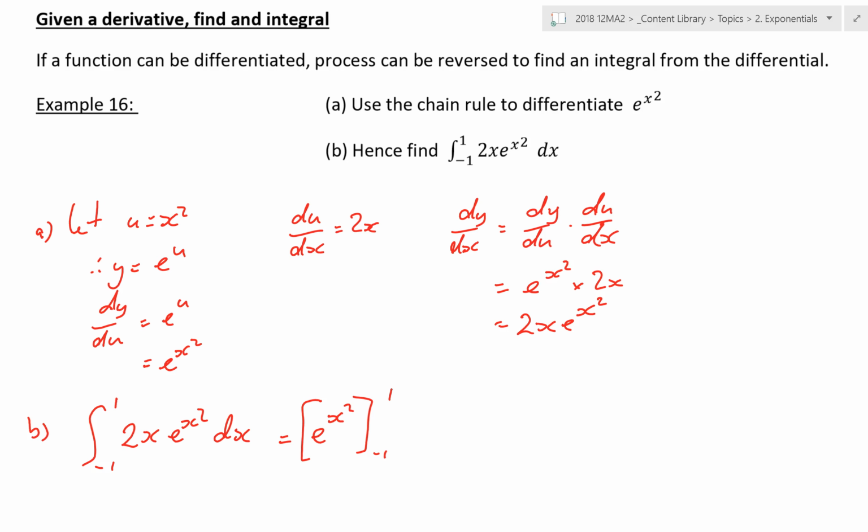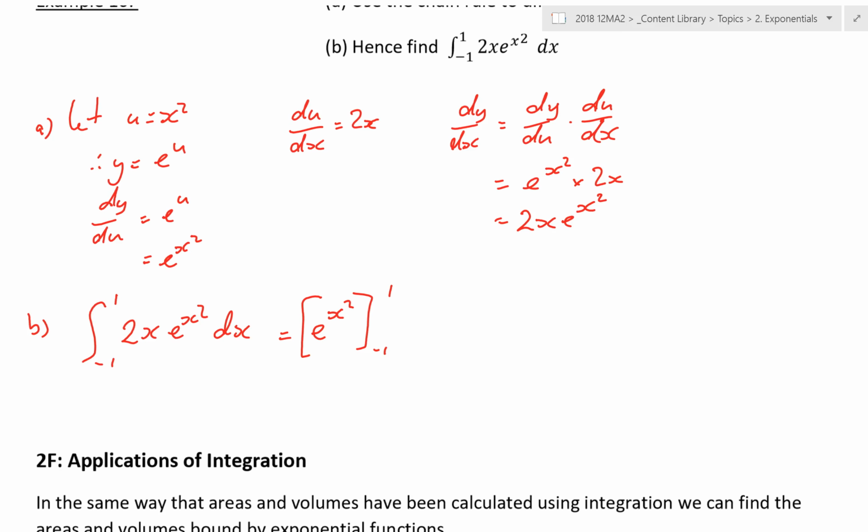The joy of erasing things. Now, if I substitute these things in, I get e to the 1 minus e to the 1. I get e minus e equals 0. Oh, that looks like a 6. It's not a 6. It's a 0. As suggested, we would get a 0 there because it is an odd function.